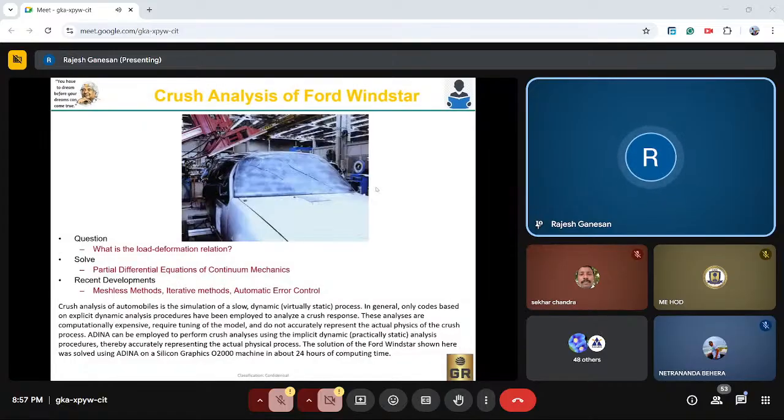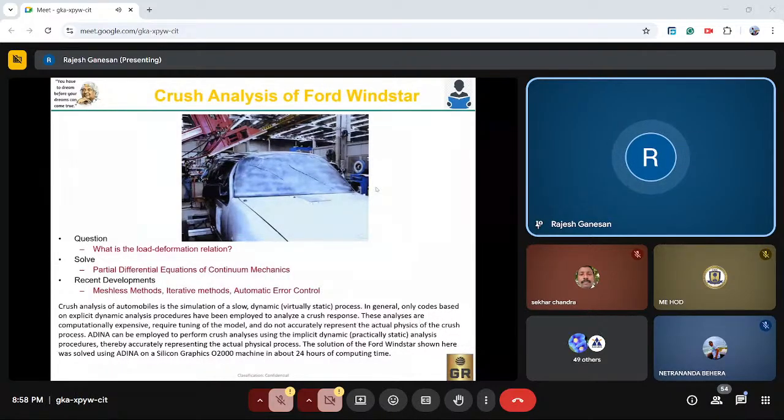This is another one, crash analysis for Ford. Okay, what is the load and deformation here? Crash analysis in automobiles and so on. Nowadays videos are available on YouTube, so you can see how crash analysis is done. Based on crash analysis only, we give star ratings to each product manufacturer. For example, Toyota and Hyundai have 5 star, 4 star safety ratings. These stars are given based on this crash analysis only.